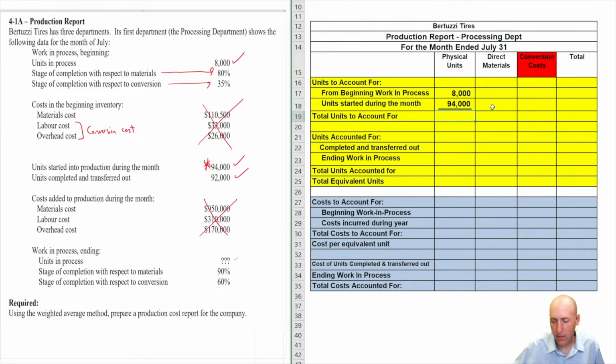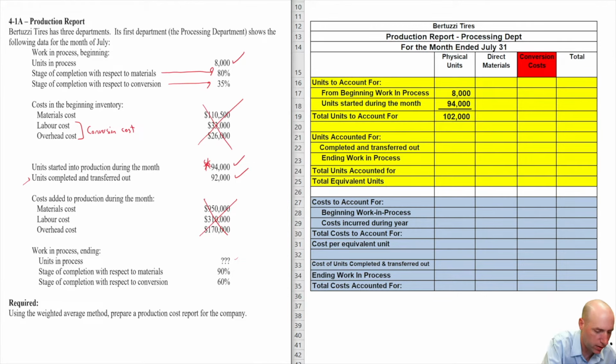Total units to account for. Well, it's a total. It's saying what's 8 plus 94. So 8 plus 94, we get 102. Units accounted for. Completed and transferred out, right here, 92,000.